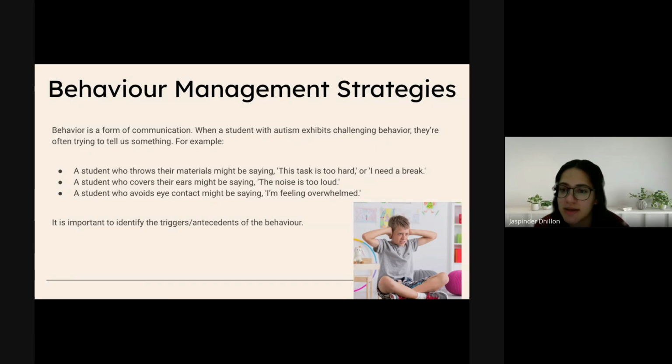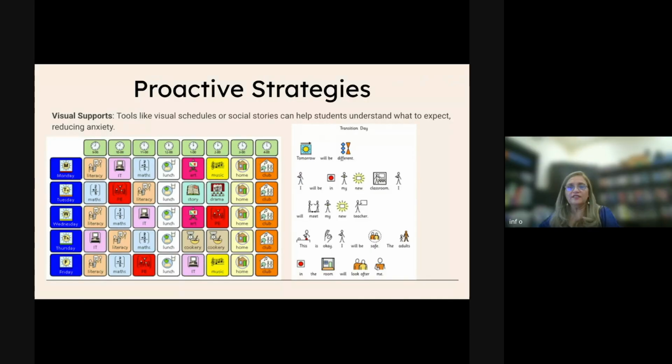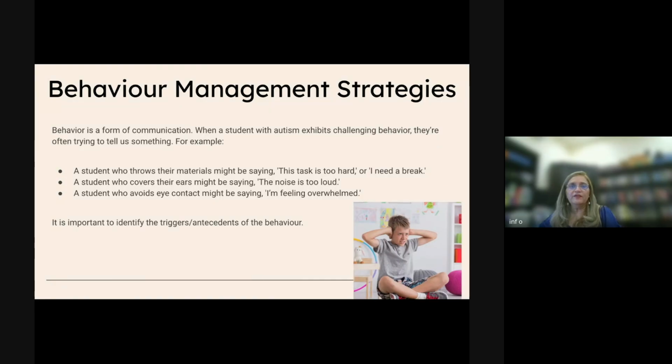So by identifying these triggers, also known as antecedents of behaviors, we can better respond to their needs and apply the strategies. So we're going to be looking at both proactive and reactive strategies. Proactive strategies. Sorry, Jazz. Before we go on, can you guys list some of the behaviors that you are seeing in your classroom? So you can list some examples here in the chat, so that we can open the floor and have some discussions about it.